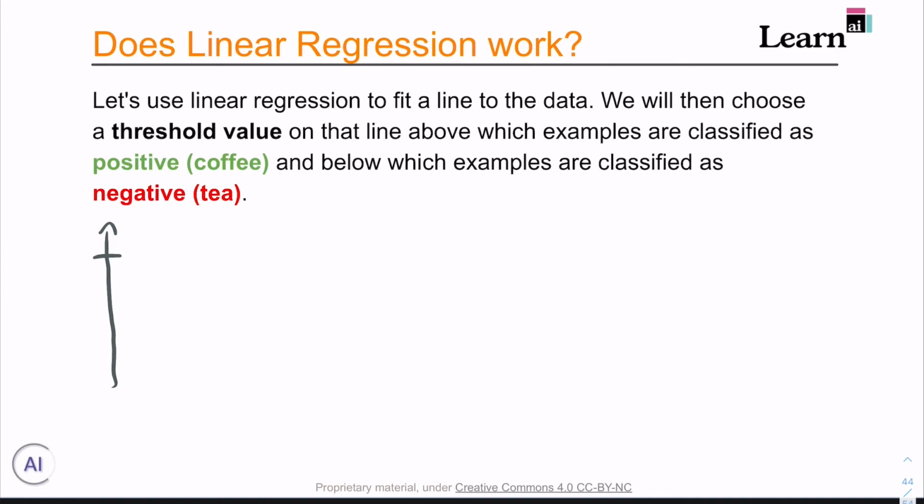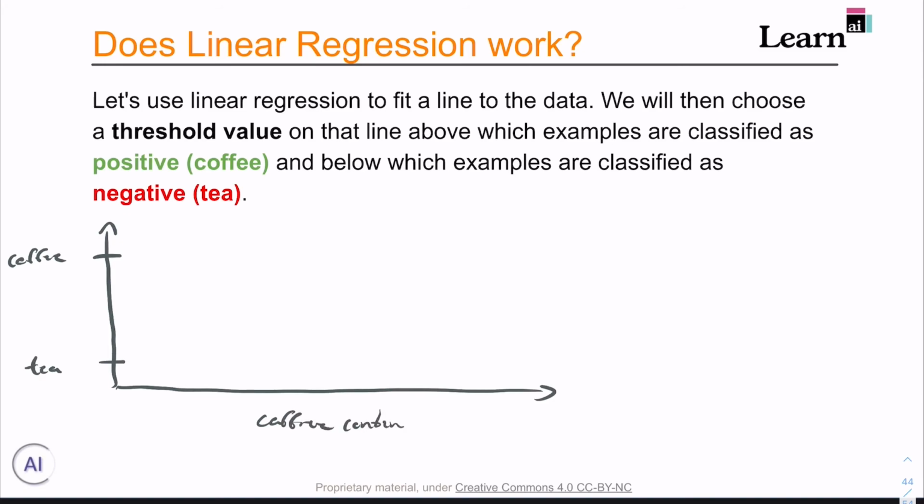This is going to be coffee. This is going to be tea. This is going to be caffeine content. Right? So we can put like, say, 100 here, 0 here, 50. Okay, so let's plot our training data. It's going to look something like this.